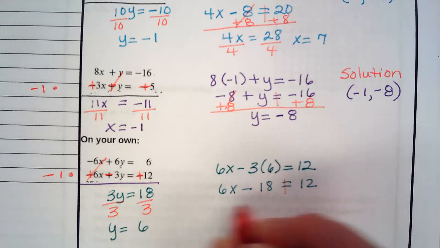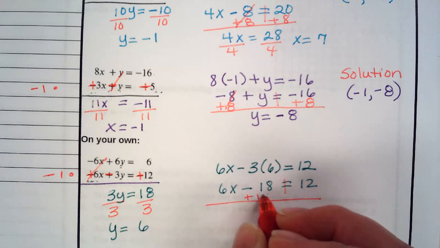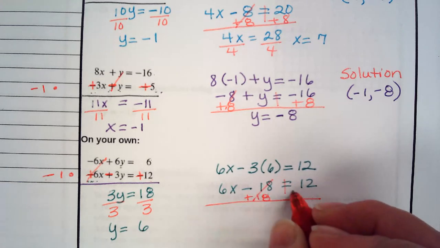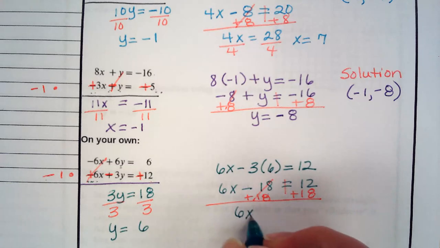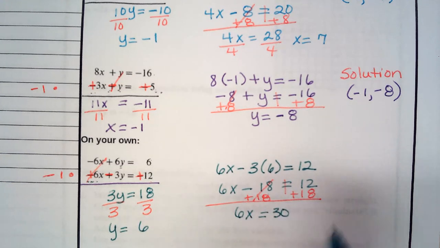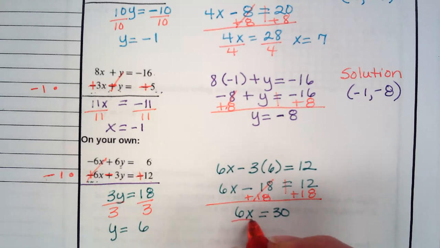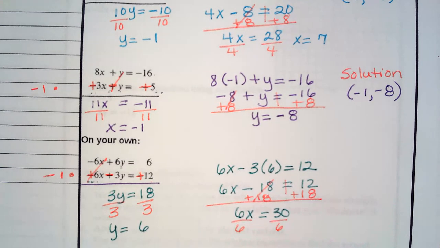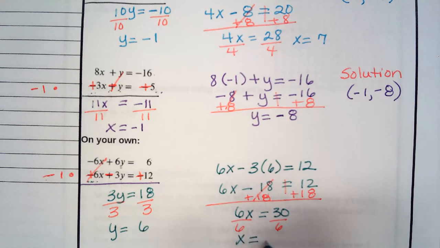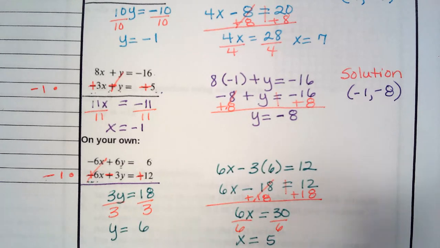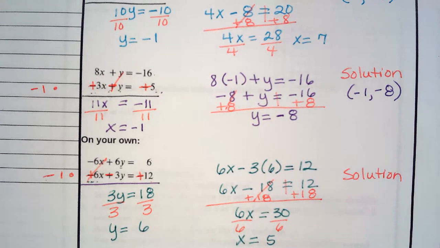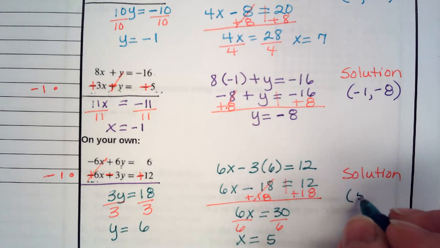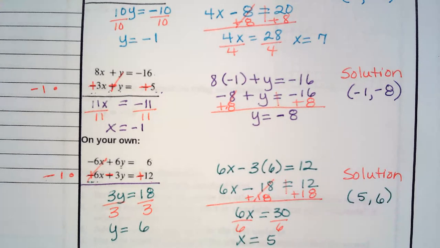To solve, add 18 to both sides. Six x is equal to 30. Divide by 6, and x is equal to 5. So my solution is the point 5, 6. That's the point where those two graphs intersect.